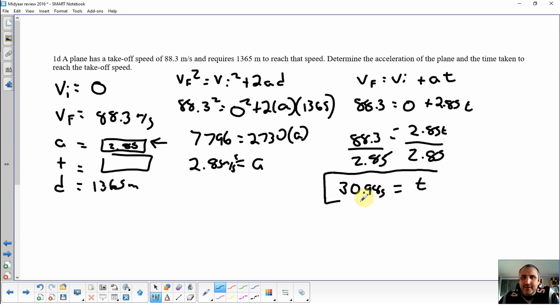And that's about right. If you've ever been on an airplane leaving Logan, it takes you about half a minute to get from being stationary at one end of the runway to actually flying to someplace warmer than it is here, because it was snowing this morning. Anyway, so I hope that makes sense. Go to the next one.